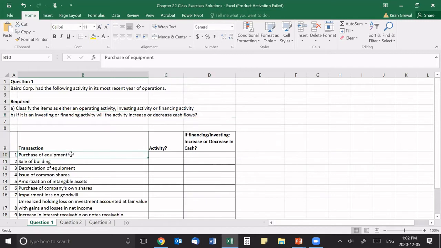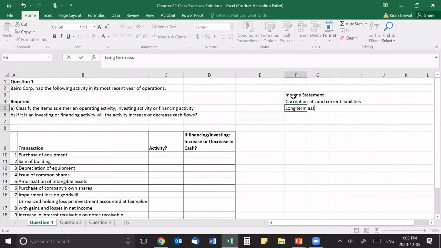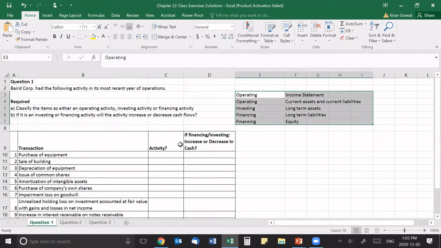So, purchase of equipment. If you just think about purchase of equipment, where does that fall? Does that fall into your income statement? Maybe I'll just list the sections right now. You have your income statement, your current assets and current liabilities, your long-term assets, your long-term liabilities, and then your equity section. Any income statement items will go into operating, current assets and current liabilities into operating, long-term assets into investing, and long-term liabilities and equity into financing. Okay, so this could be your little cheat sheet to tell which activity it is.